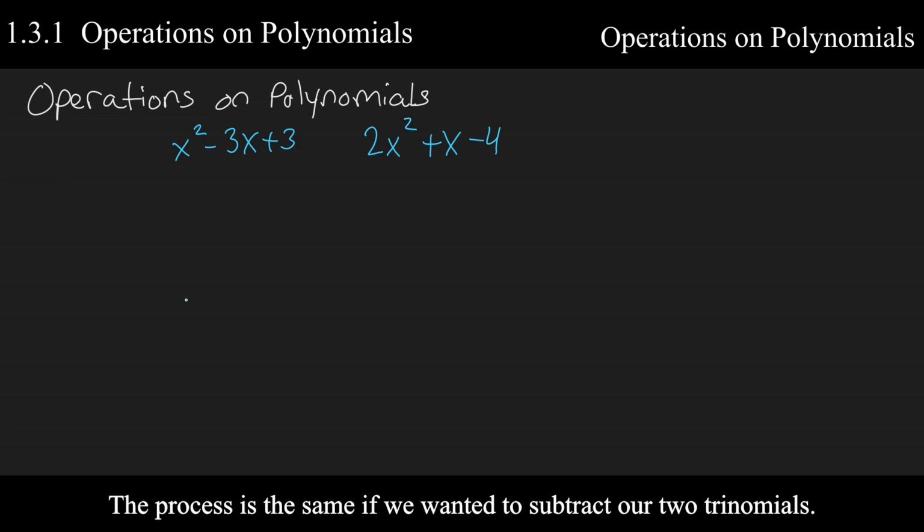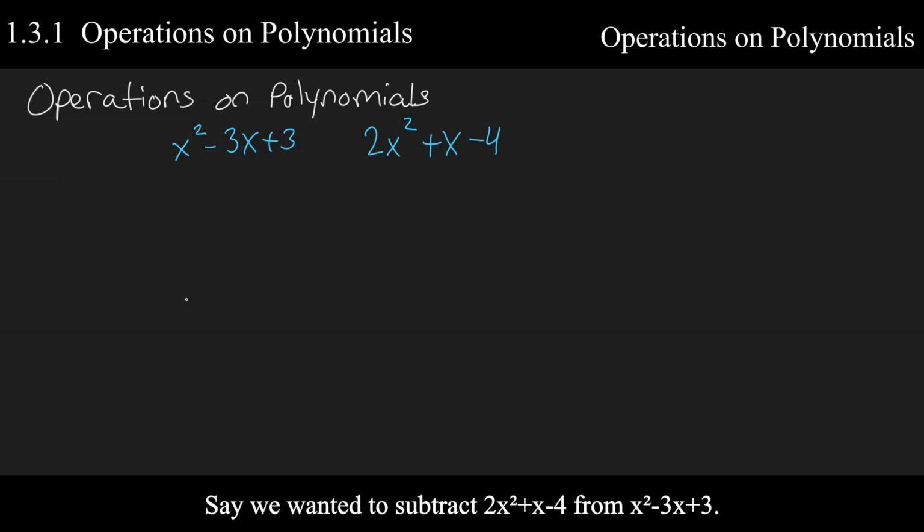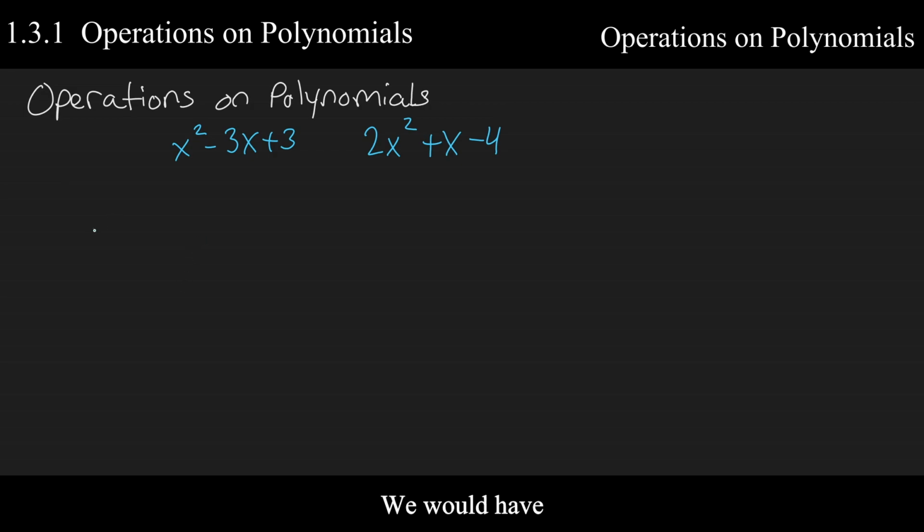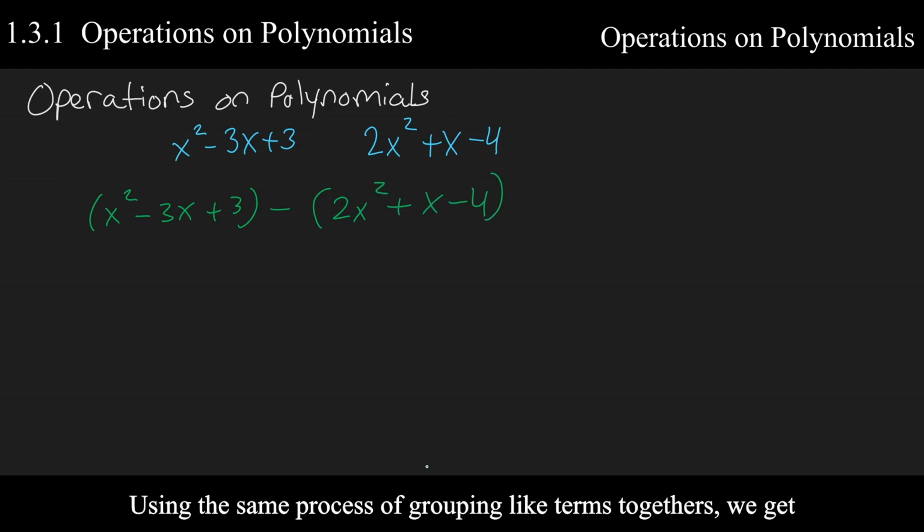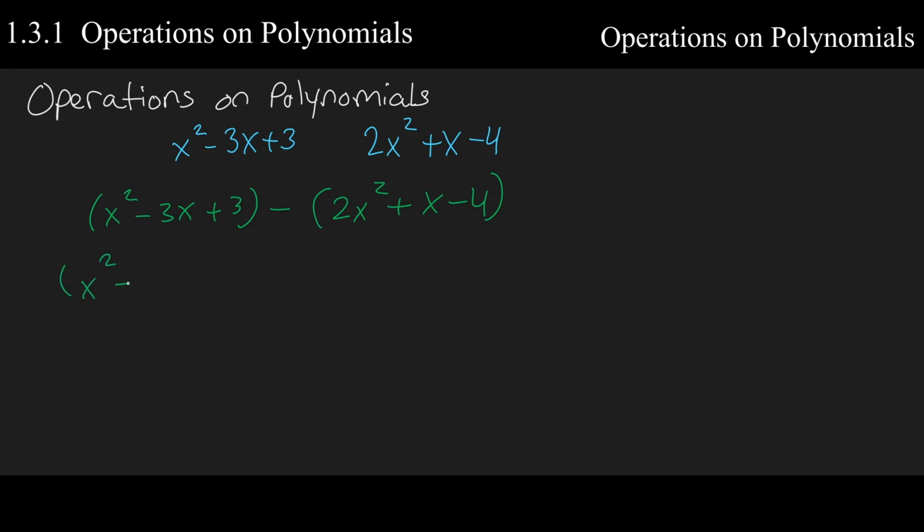The process is the same if we wanted to subtract our two trinomials. Say we wanted to subtract 2x squared plus x minus 4 from x squared minus 3x plus 3. We would have x squared minus 3x plus 3 minus (2x squared plus x minus 4). Using the same process of grouping like terms together, we get x squared minus 2x squared plus negative 3x minus x plus 3 minus negative 4.